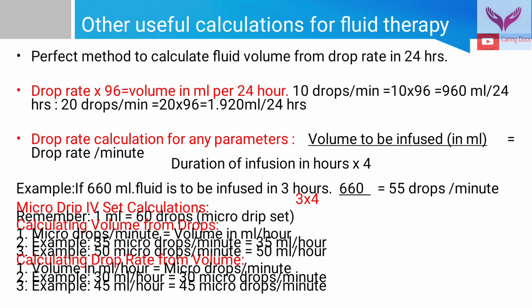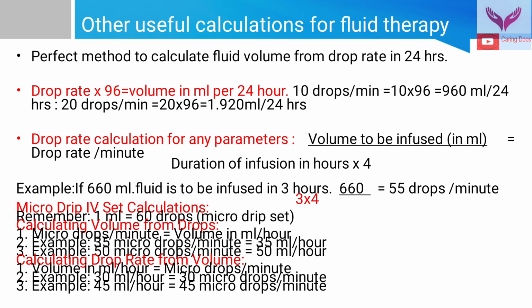And drop rate calculation for any parameter: the volume to be infused in ml divided by the duration of infusion, multiplied by 4, gives the drop rate per minute. For example, if we want to infuse 660 ml in 3 hours, just divide the volume to be infused, that is 660, by the 3 hours, multiply by 4, and we will get 55 drops per minute.